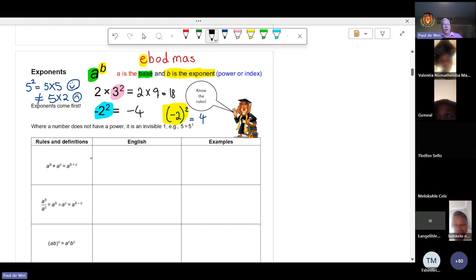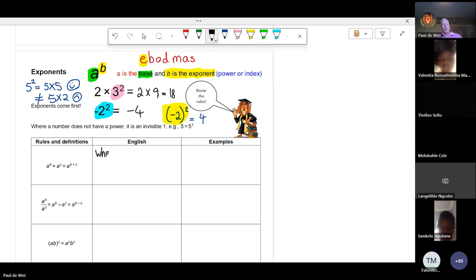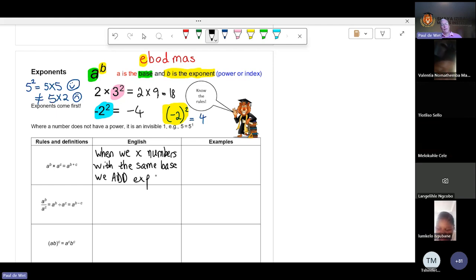So we're going to write down in words in English here. When we multiply numbers, I'm going to write numbers just in case people are not sure about that. When we multiply numbers with the same base, we add the exponents.